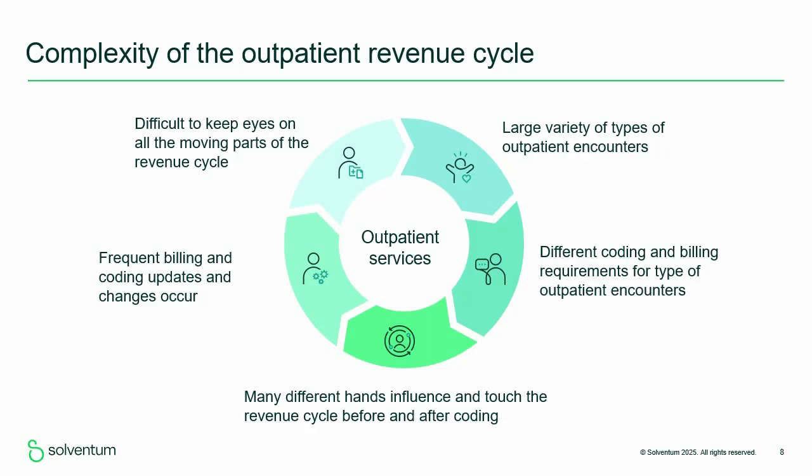This was especially evident during the public health emergency for COVID, when we learned of new CPT and HCPCS codes for vaccines almost every other week there for a while, or the changing guidelines for telehealth codes. These are just some of the things that contribute to the complexity of the outpatient revenue cycle, making it difficult to keep eyes on all the moving parts of the revenue cycle to ensure that they are functioning correctly.